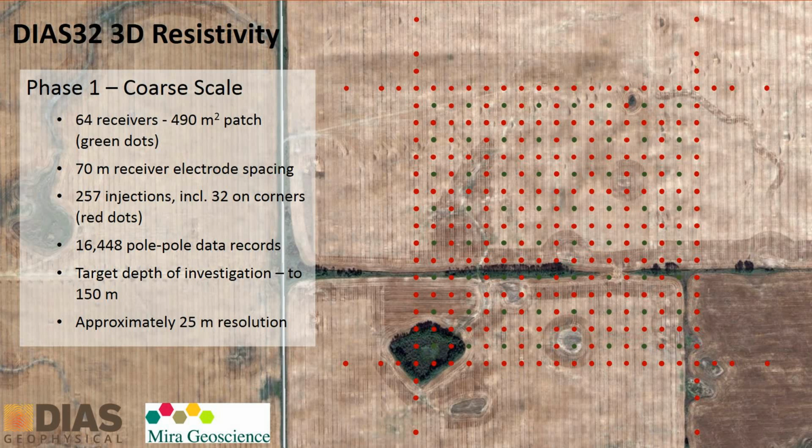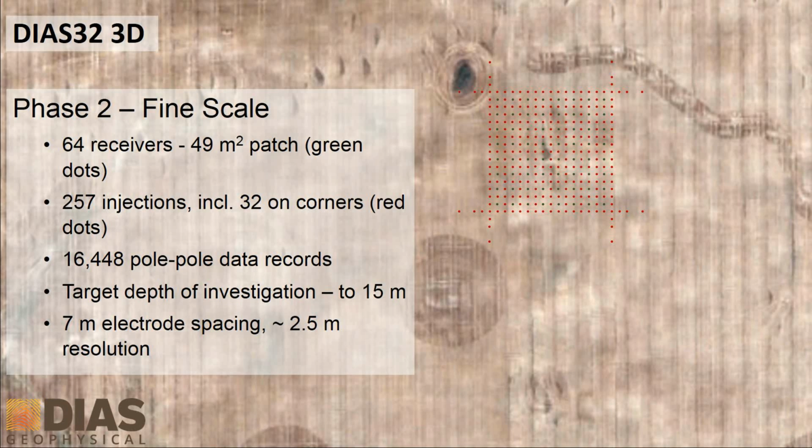And I think the modeling was done at 20 to 25 meter resolution of this data set. The second phase of the project was a fine scale survey. So this is exactly the same layout of receivers and injection points. We used a 7-meter electrode spacing for this. And this was basically in the northeast corner of the coarser scale survey. The idea of this is to just get that added resolution in the very near surface.